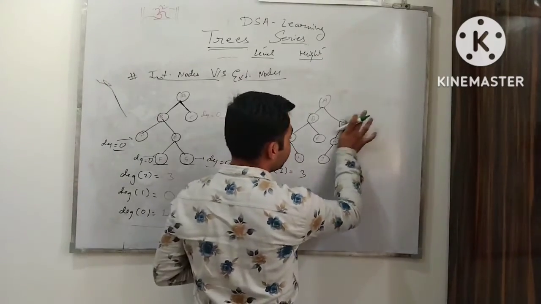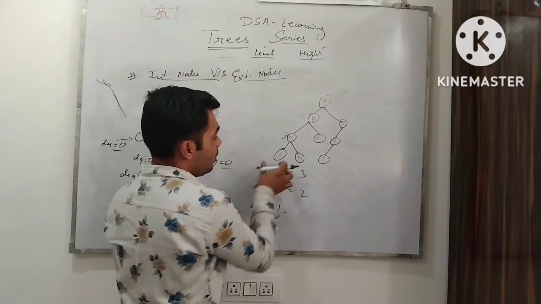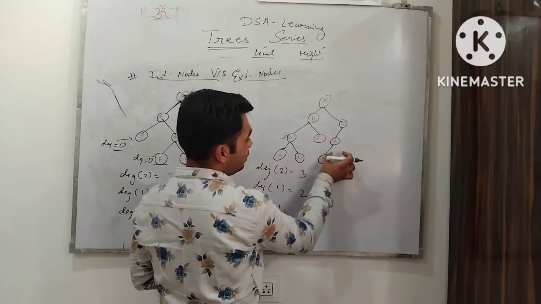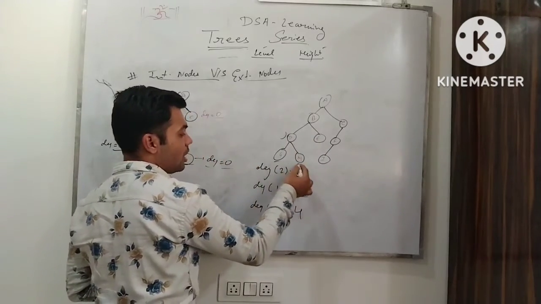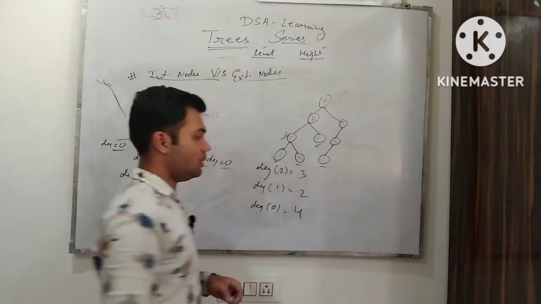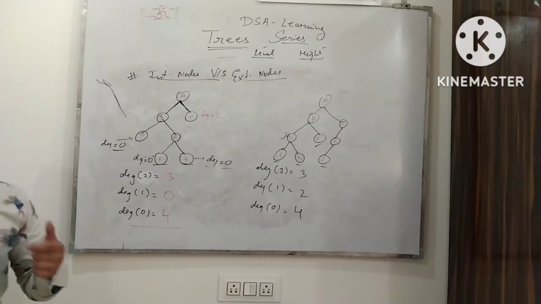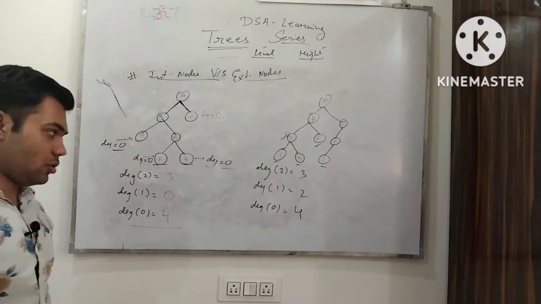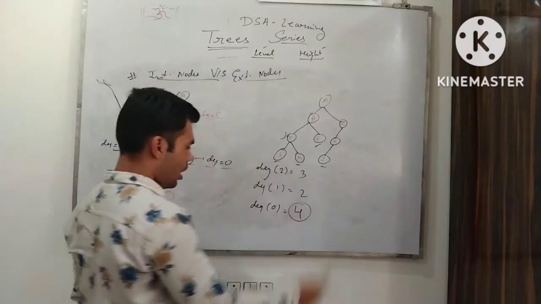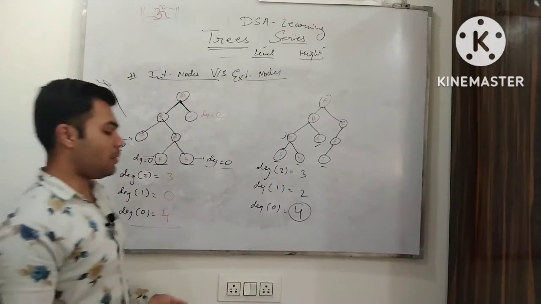Okay, the number of nodes having the degree 0. So what are they? 1 node, 2, 3, 4. 4 nodes do not have any further child. It means their degree is 0. So how many nodes are there? 4. Now let's come to the formula point.